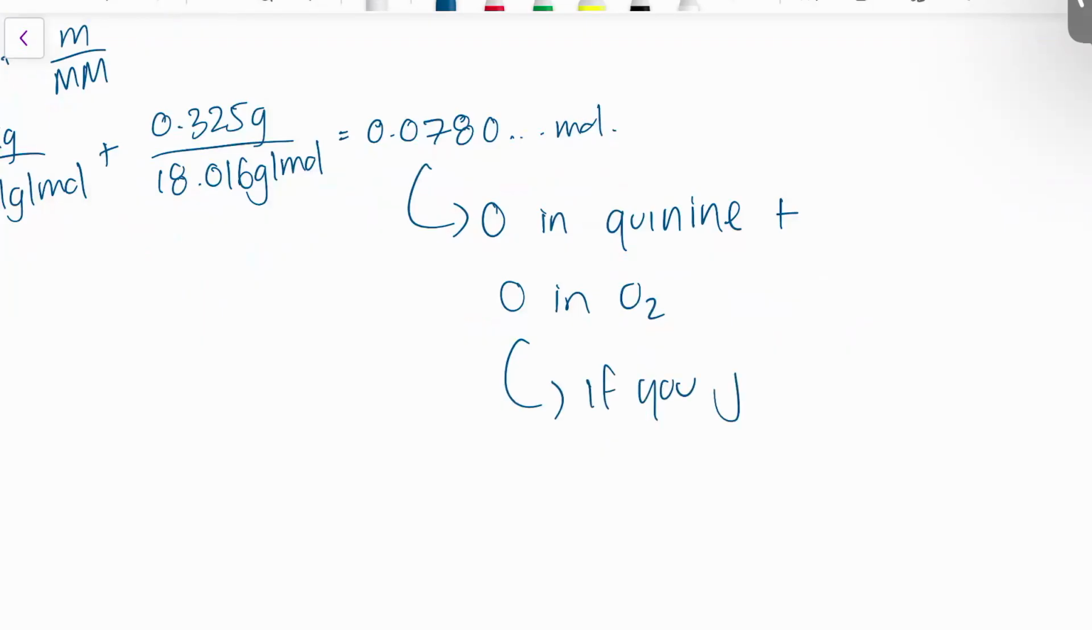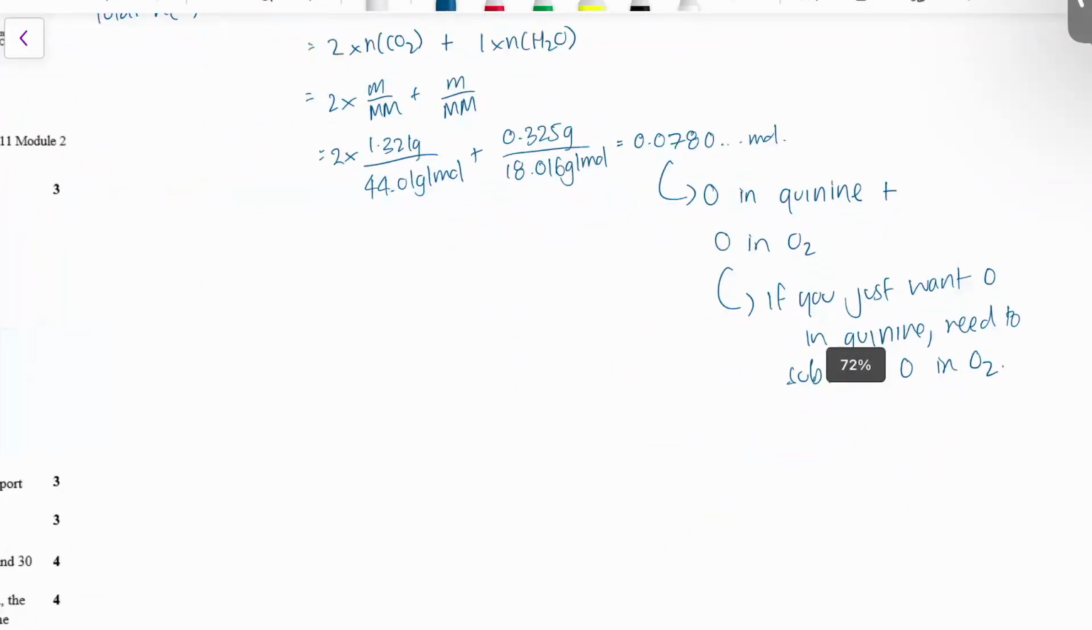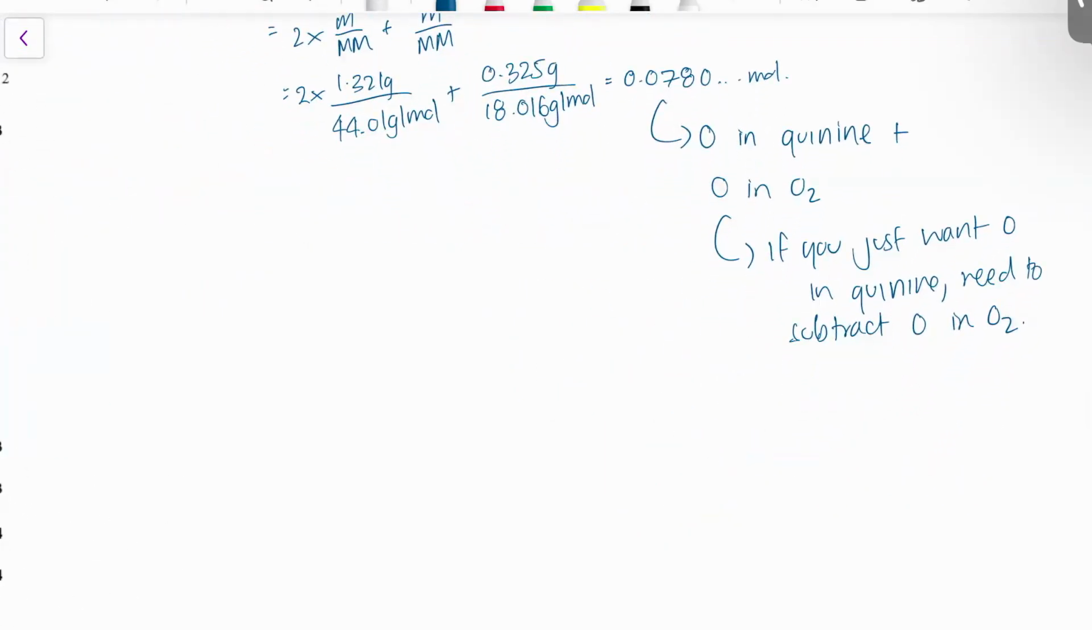If you just want the oxygen in quinine, you need to subtract the oxygen in O2. So let's make a note of that so that when you go back to look at it, it makes sense. If I want to subtract it, I need to know how much I'm subtracting. So moles of oxygen in O2. What's the subscript on oxygen in O2? 2. So then I multiply it by 2. Yeah, 2 times, and then you're normally doing mass on molar mass again.